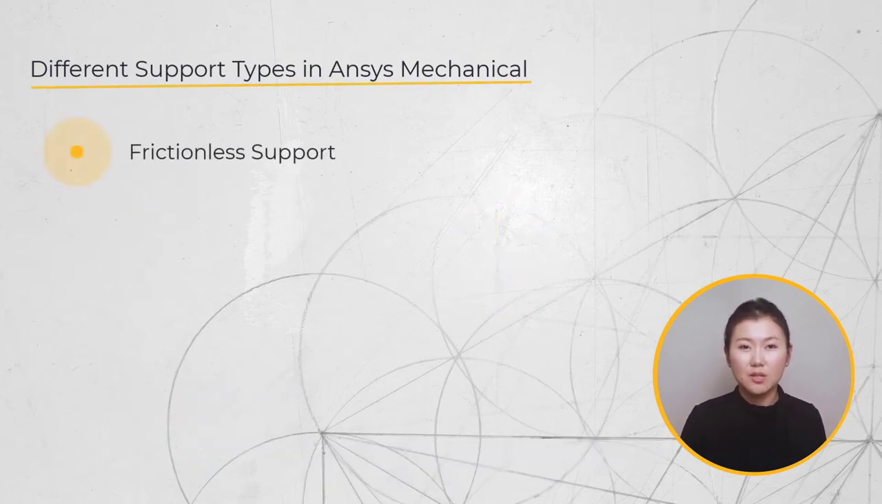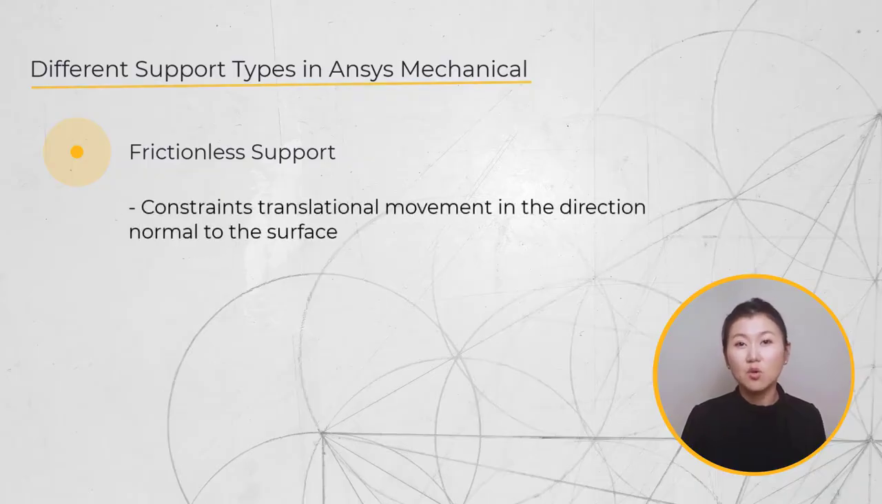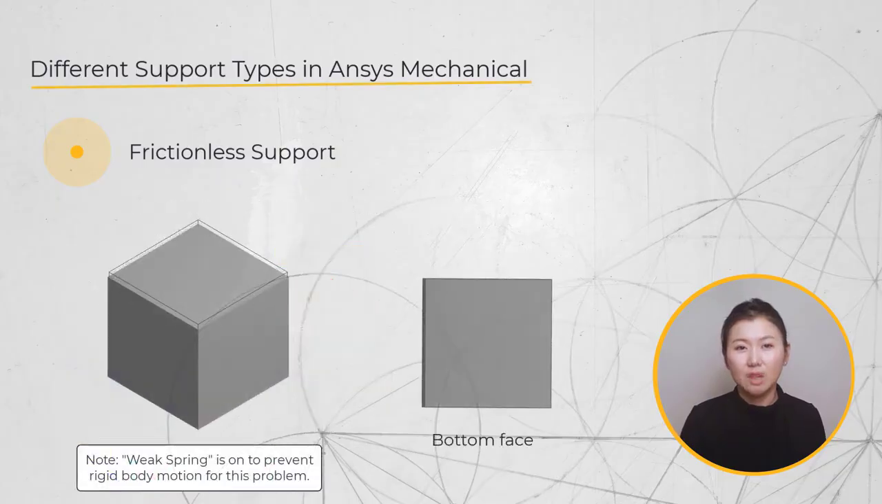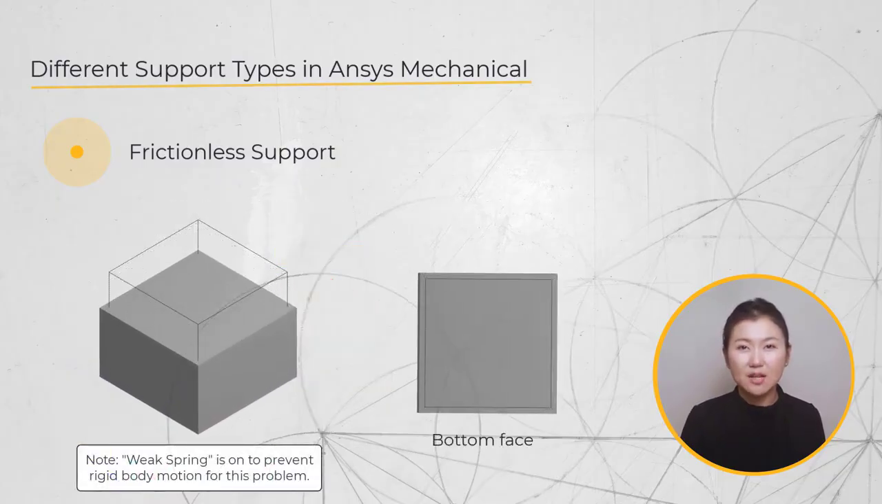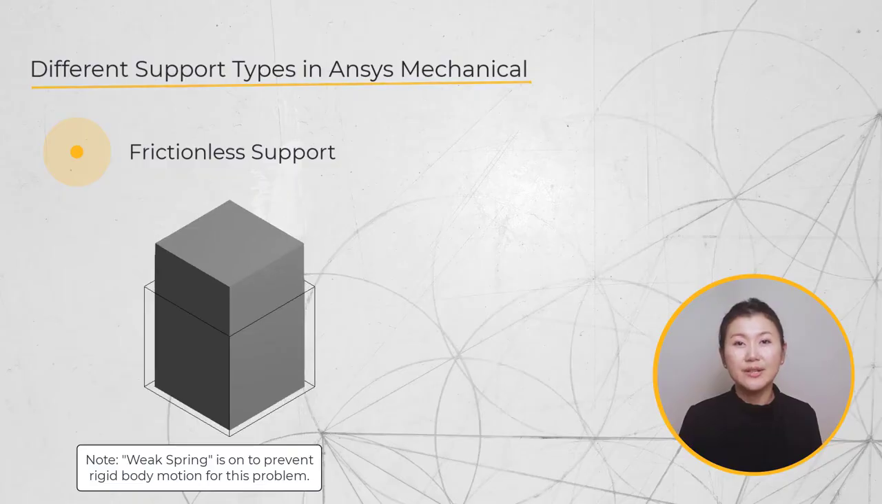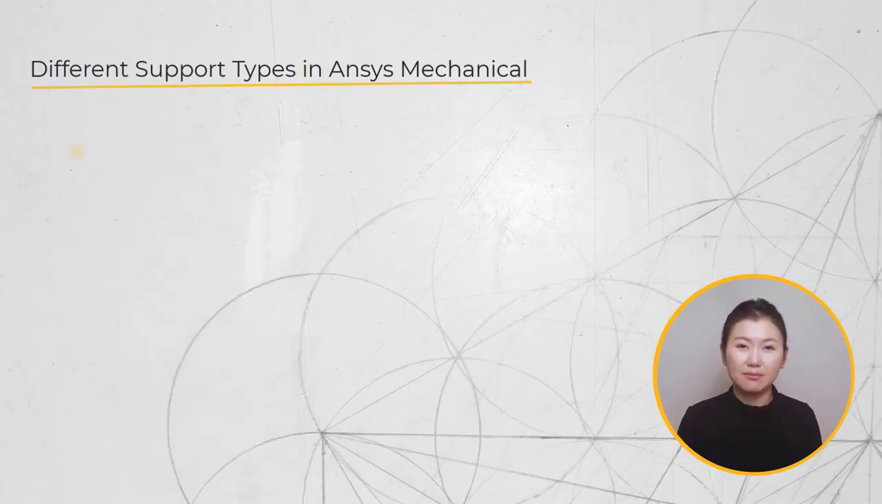Let's move on to the next support, the frictionless support. This support only constrains translational movement in the direction normal to the surface. For example, let's say that we have a similar block as shown earlier, this time with a frictionless support on one side and a pressure on the opposite face. Looking at this animation, we see that when the block is compressed, the face grows, which indicates the frictionless support does not restrict the in-plane motion. If using fixed support, the shape of the face would have remained the same. Same phenomenon can be seen when we pull the block. The face with the frictionless support will shrink in size since it is free to contract in plane.